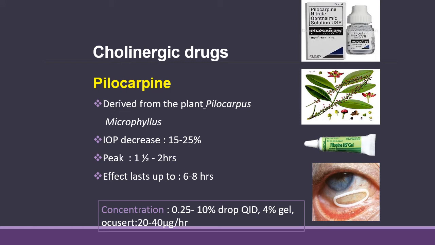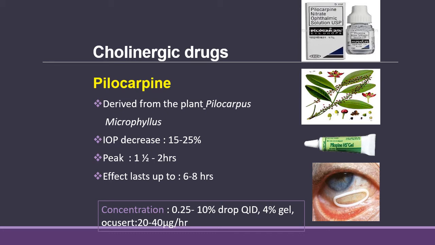So first is pilocarpine. It is derived from the plant Pilocarpus microphyllus. It reduces IOP by 15 to 25%. Peak occurs at 1.5 to 2 hours. Then its effect lasts up to 6 to 8 hours. It is available in the concentration of 0.25% to 10% drops. Also it is available in gel format, 4% gel, and Ocusert.